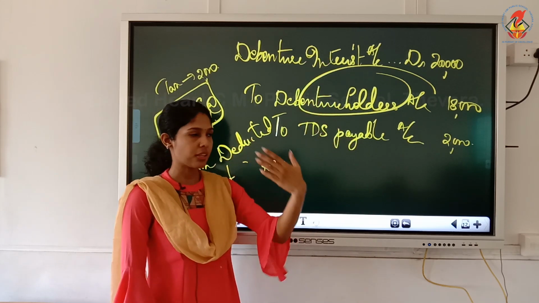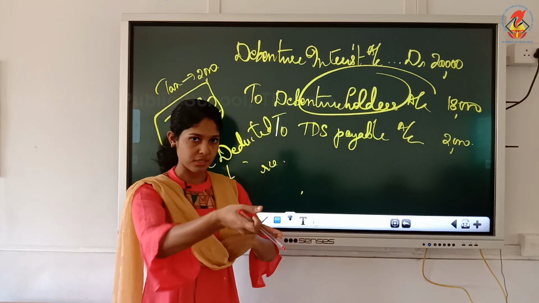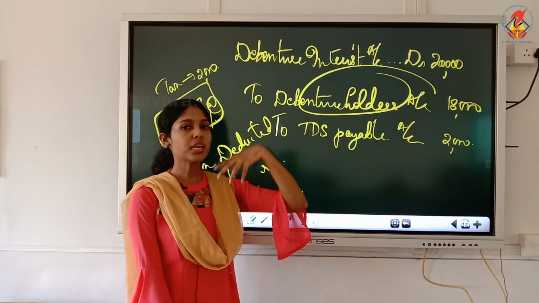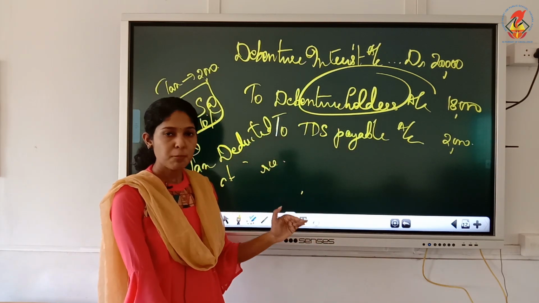We haven't given anything yet. When you write to debenture holders, the meaning is they are our creditors. We have to pay all these. And TDS payable means we have to pay this to the government. So all these have become due. Next we will write the payment entry.